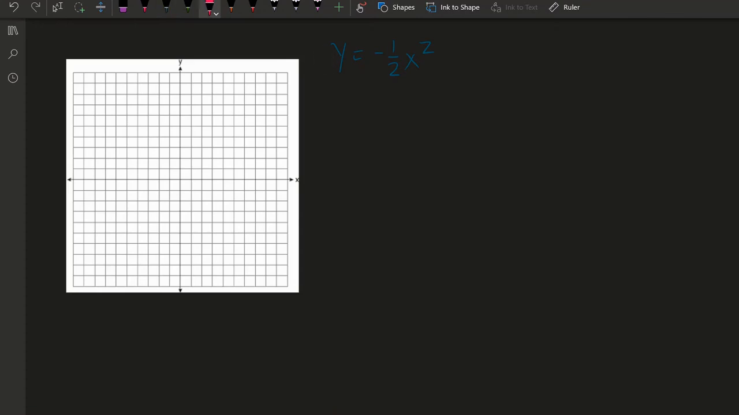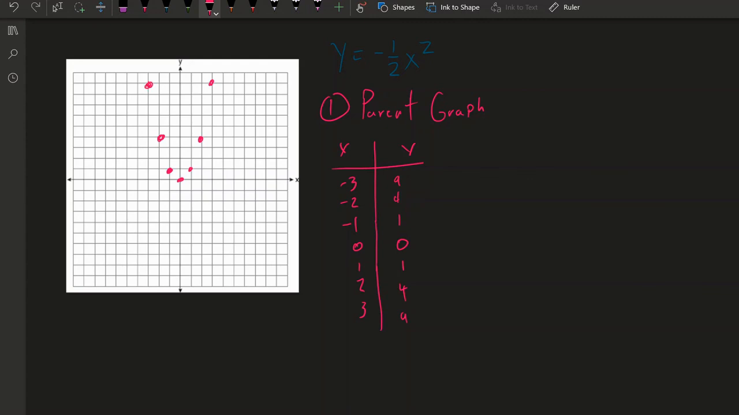So, step 1, just like last time, do the parent graph. And see if you remember it now. See if you can do it from memory. I'm going to go -3, -2, -1, 0, 1, 2, 3. And this is going to be 9, 4, 1, 0, 1, 4, 9. So the points are 0, 0; 1, 1; 2, 4; 3, 9; -1, 1; -2, 4; -3, 9.